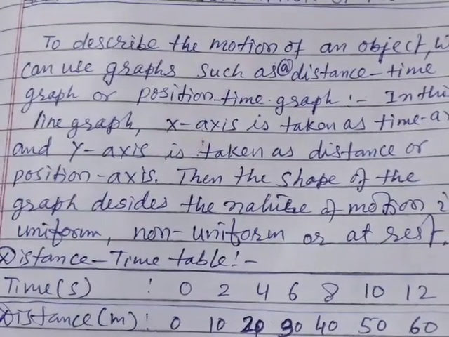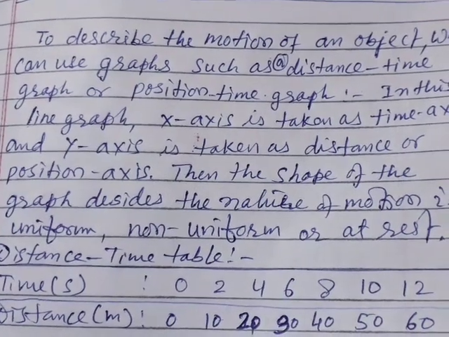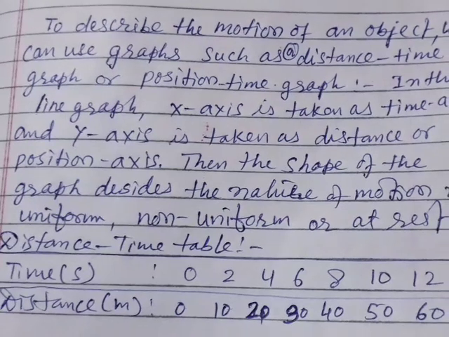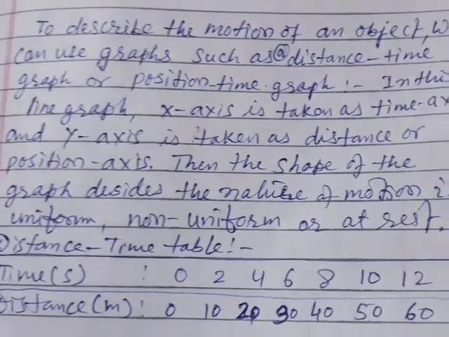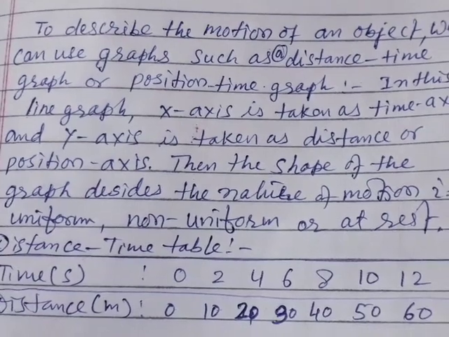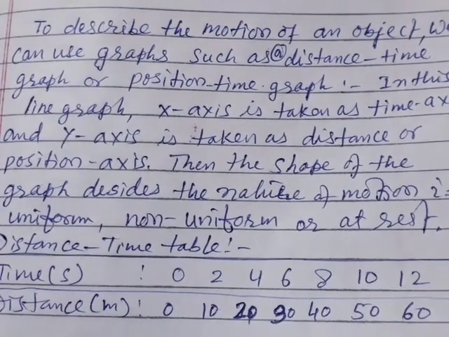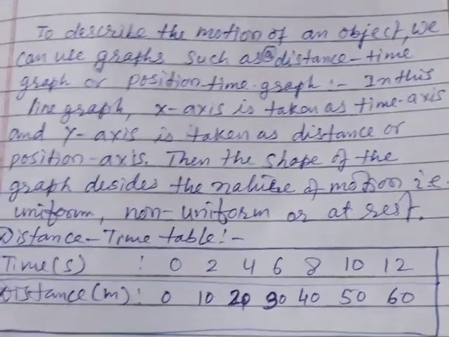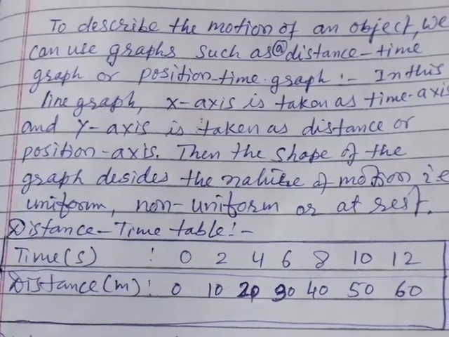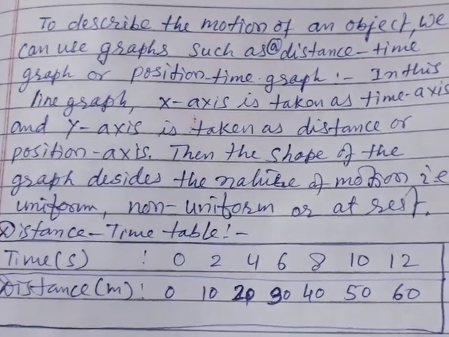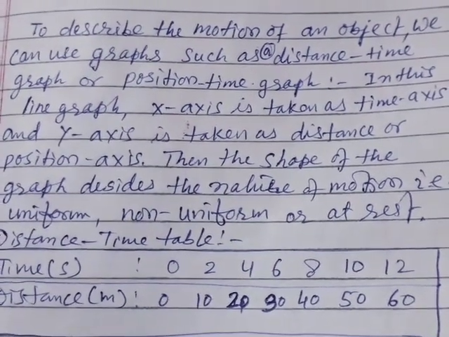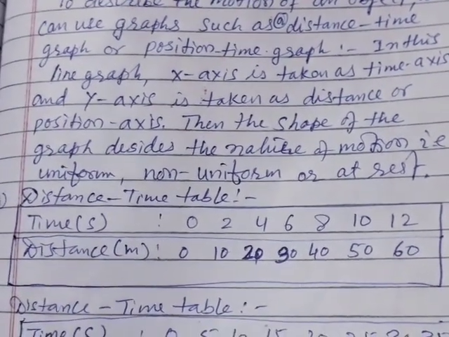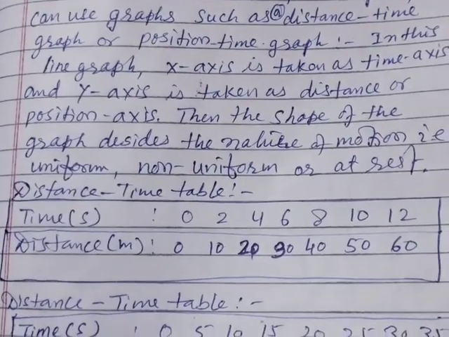Then, after plotting the points on the graph, we join all the points and then we get the shape of the graph. The shape of the graph then decides the nature of the motion, that is, whether it is uniform motion or non-uniform motion or the object is at rest. So first of all, we are taking here an example of the distance-time graph.